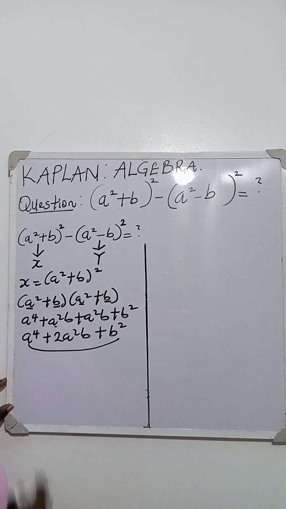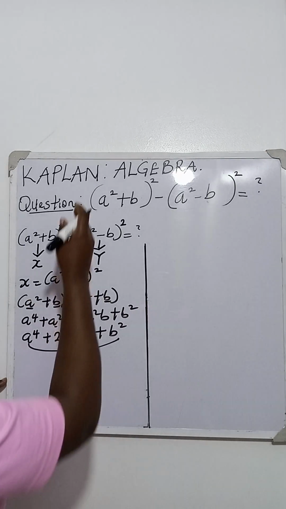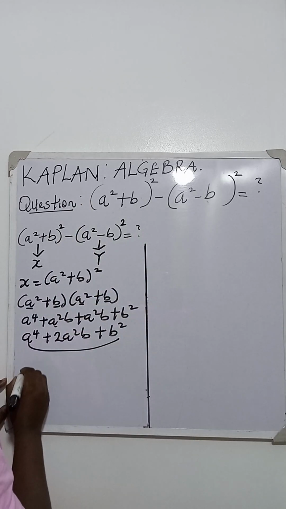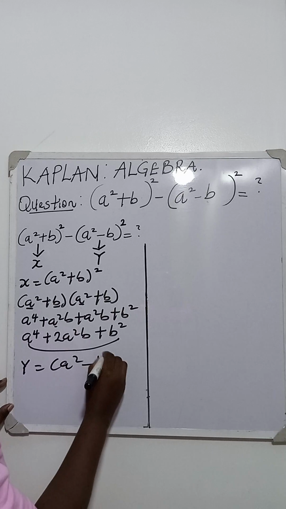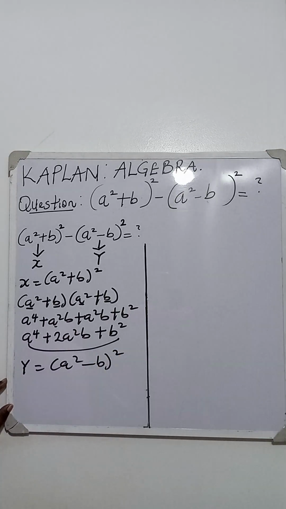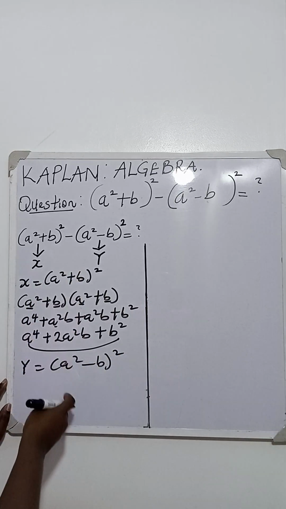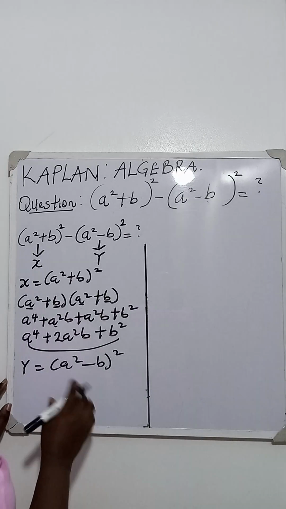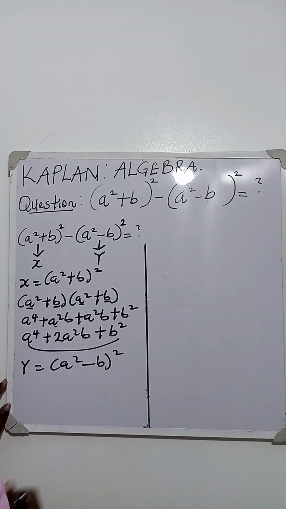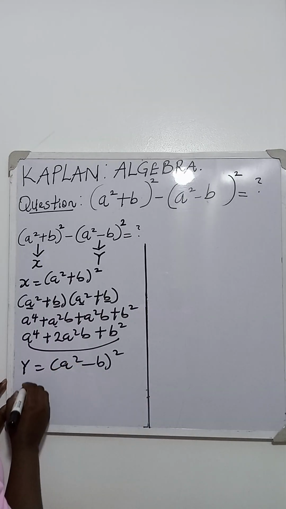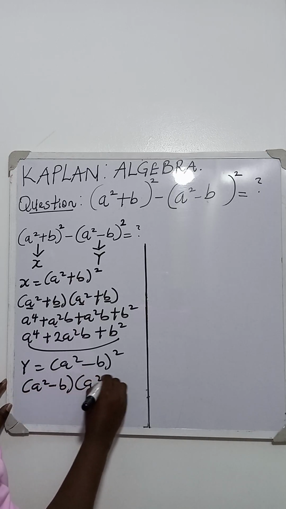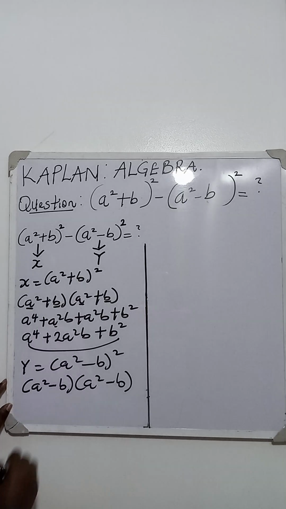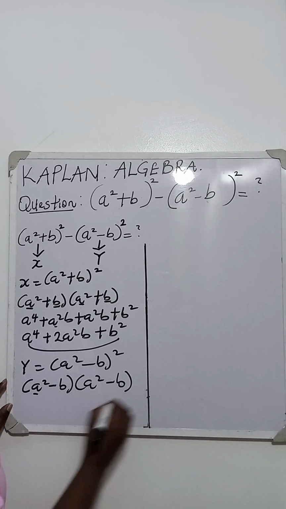That's for x. Then for the other half of the expression, which is y equals a squared minus b, all squared, the same thing we did here, that's the same thing we're going to be doing again. We expand and multiply. So let's do that. Expanding this, we have a squared minus b, a squared minus b. We use this to multiply everything here.